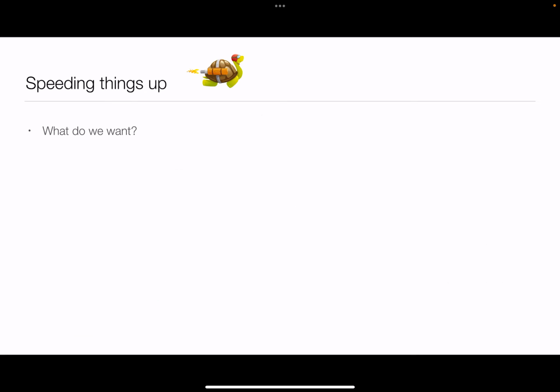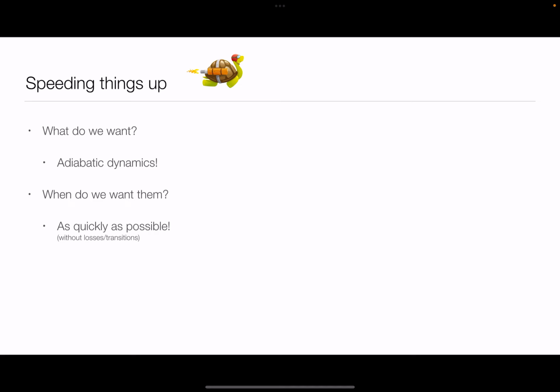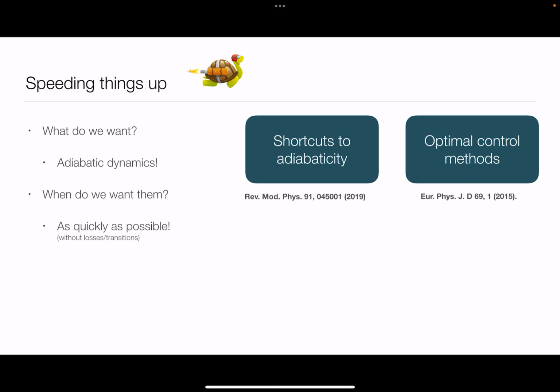So that's bad. What I'm really going to be telling you about is, well, what do we want? As I've sort of motivated before, we want adiabatic dynamics. We like them. But when do we want them? Well, we want them now. We want them as quickly as possible. But we also don't want these losses or transitions. So my talk today is going to be concerned with how we achieve this. How do we speed up these dynamics and yet mitigate or minimize the losses associated with them?